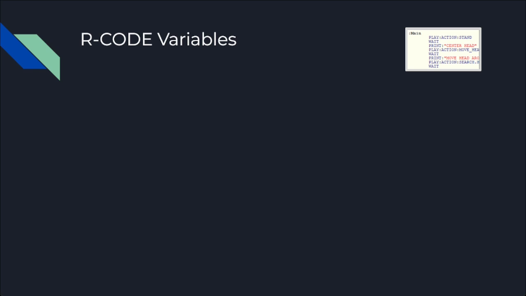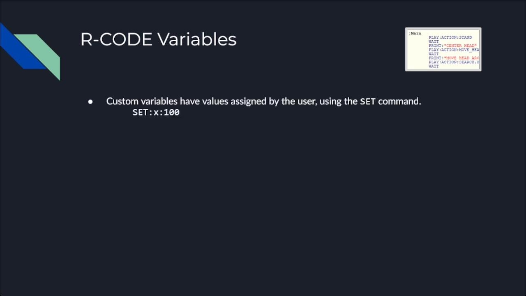Custom variables can be assigned by the user using the set command. So set colon, and then let's use the letter x, colon 100. So now we have a variable x that stores the value 100. So if I reference x, that has 100 on it.